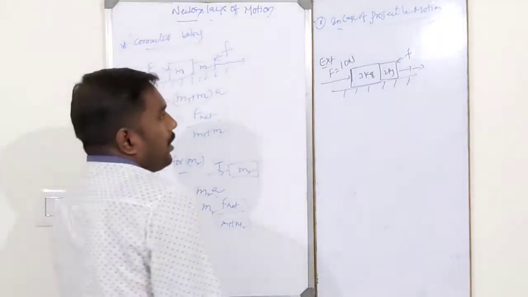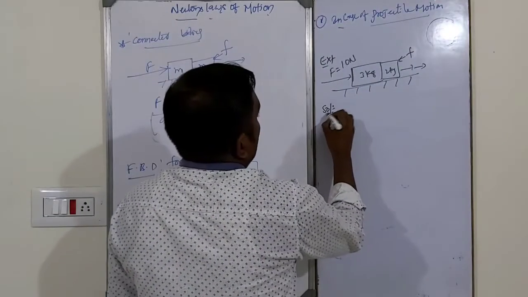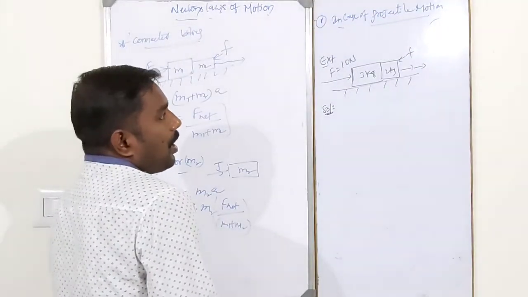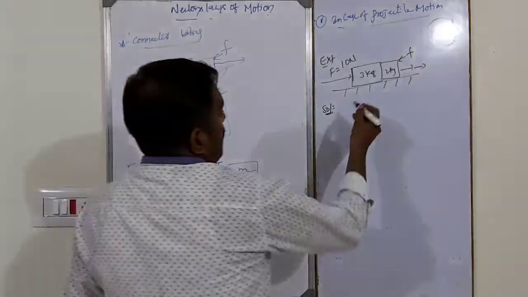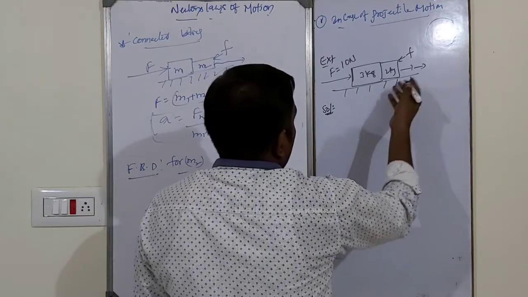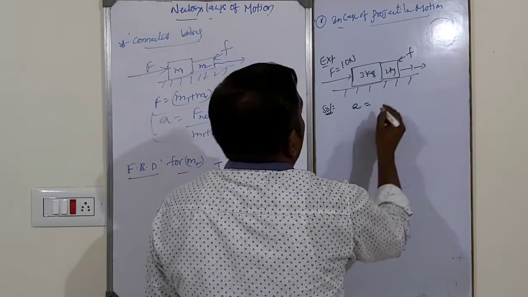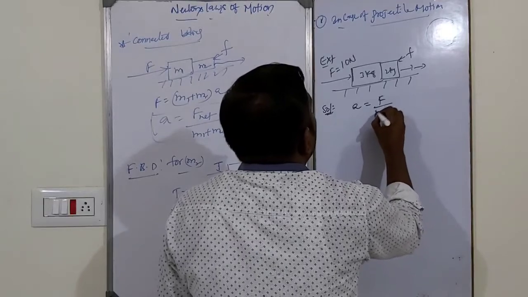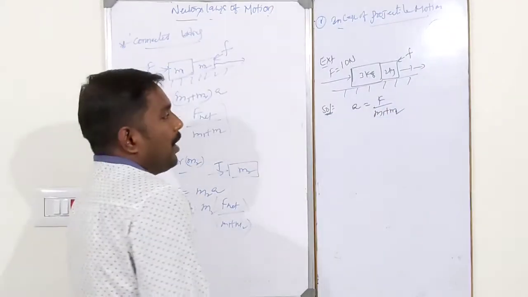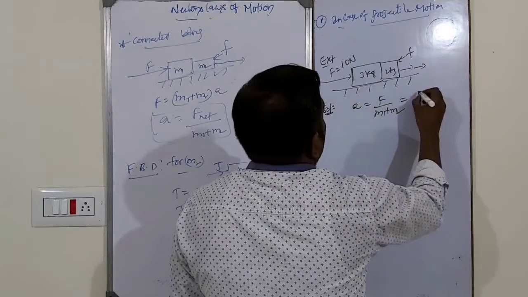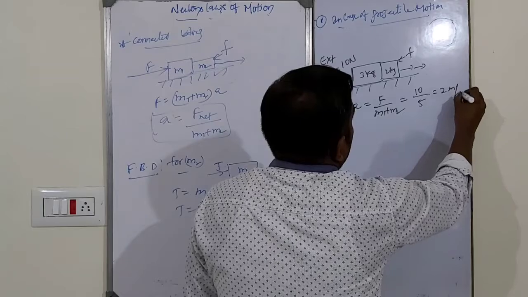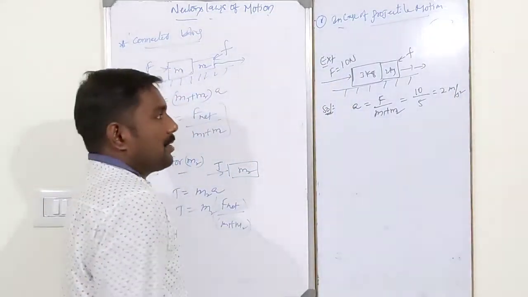Okay. Solution. Before going to calculate the force on the 2 kg massive body, first of all we calculate the net acceleration. Acceleration is equal to what? A is equal to F divided by M1 plus M2. So total force divided by total mass. What is total force? 10 divided by total mass 5. That is 2 meter per second square, the acceleration of the system.